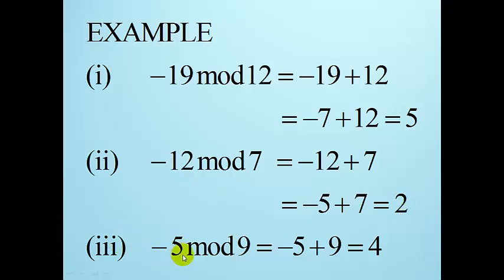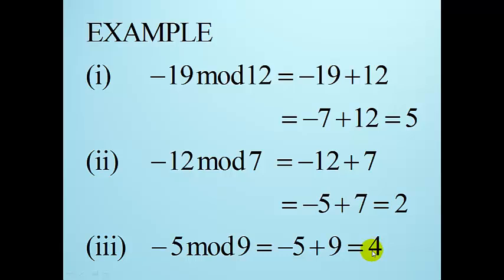Minus 5 mod 9. Because the number is negative, that is negative 5, and we are working in mod 9, we add 9 to the number minus 5 till we get the first positive answer. So minus 5 mod 9 is equal to minus 5 plus 9, and the answer is 4, and 4 is the first positive answer, and therefore minus 5 mod 9 is equal to 4.